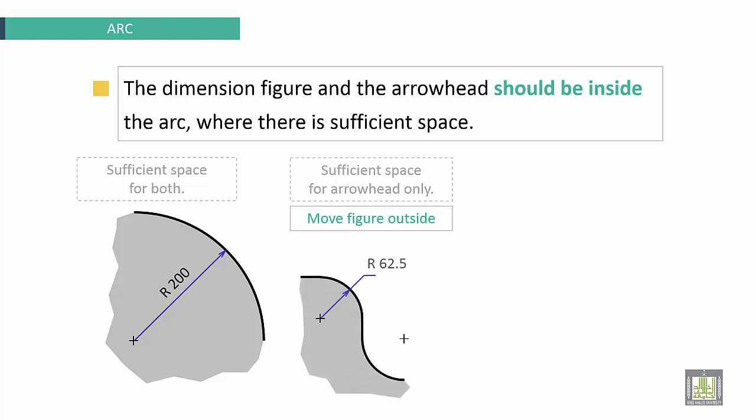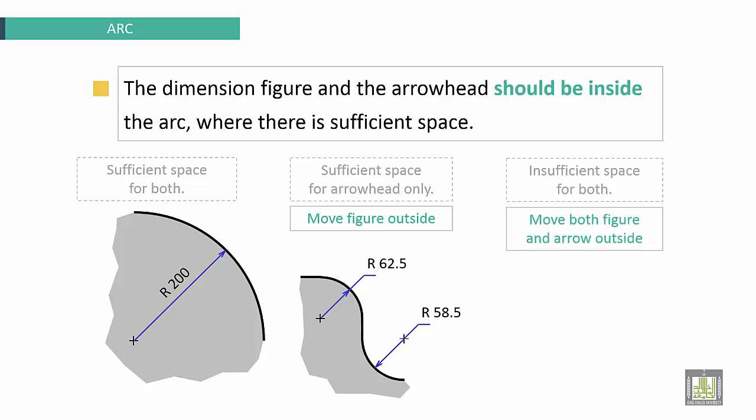Okay, R62.5 for example. Here too, R58.5 millimeters. Insufficient space for both: move both the figure and the arrow outside. Like this example, the space is not enough for both. We have to put R6.5 millimeters outside.